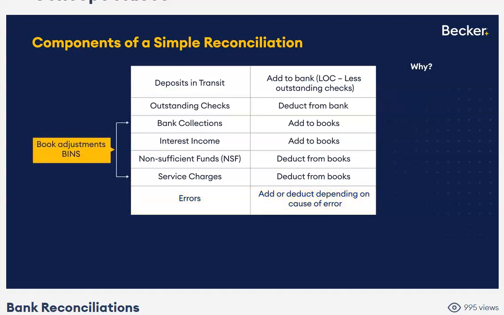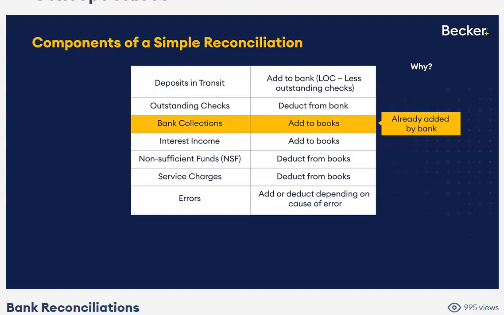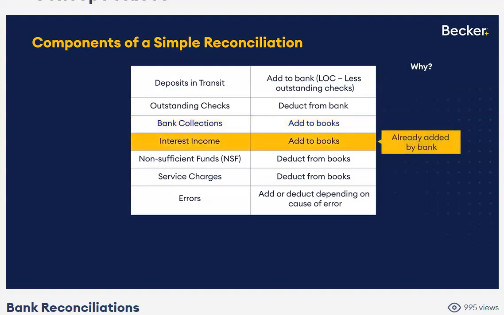Okay, the book adjustments, we got to put that in our bins. The book adjustment goes in the bins, B-I-N-S. What does that stand for? Well, the B and the I, let's start there. Bank collections, we got to add that to the books. The bank collected it, it's in the bank balance, but not in the book balance yet. Interest income, that's got to be added as well. That was added by the bank, but it hasn't been added to the books yet. So there's the B and the I, they both get added.